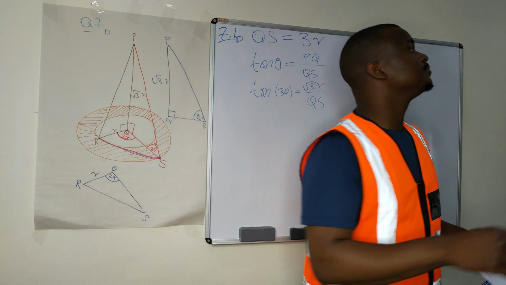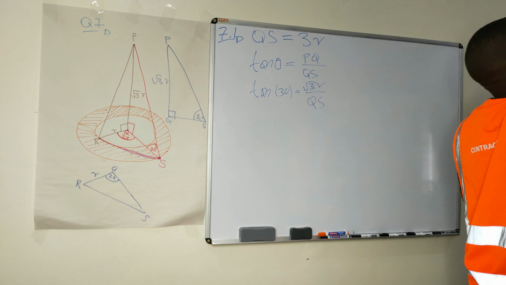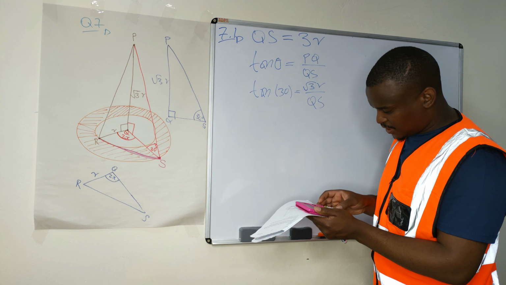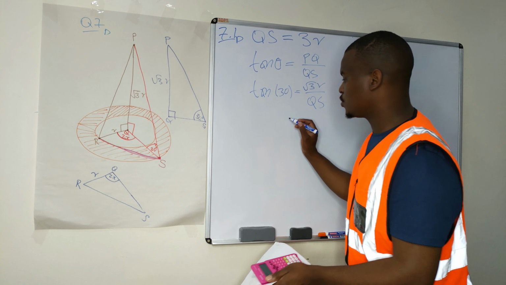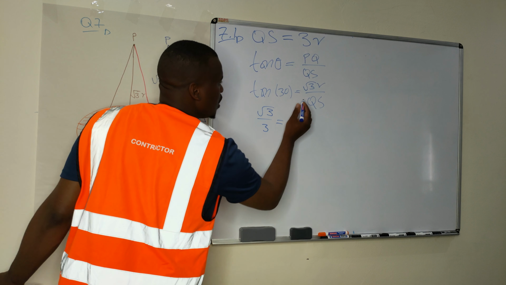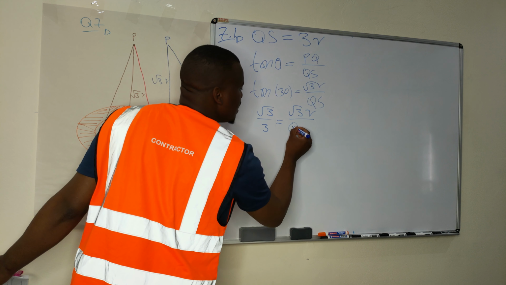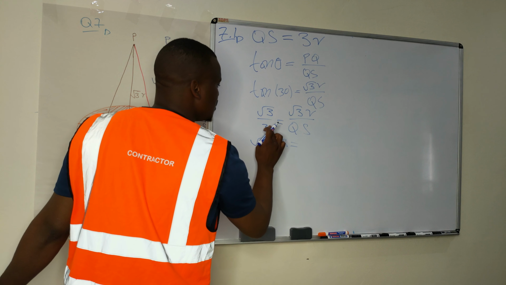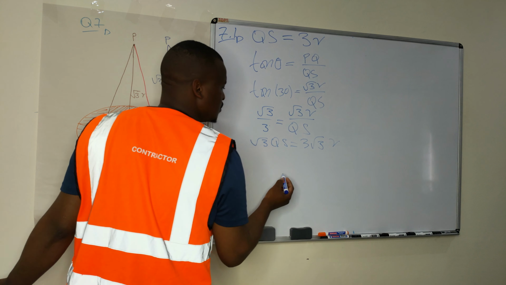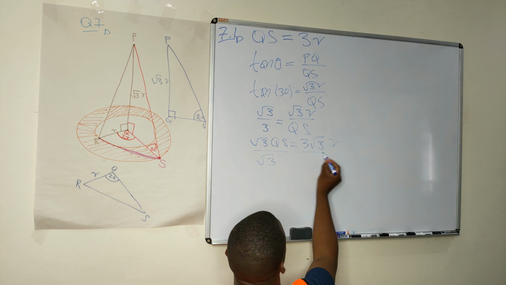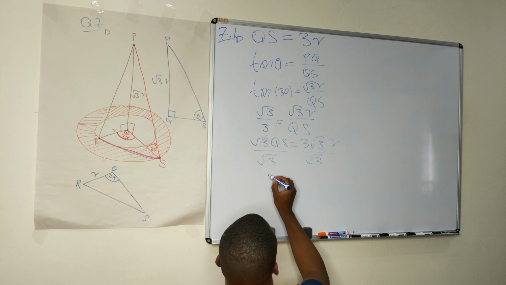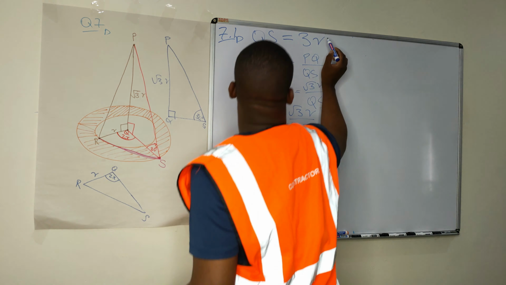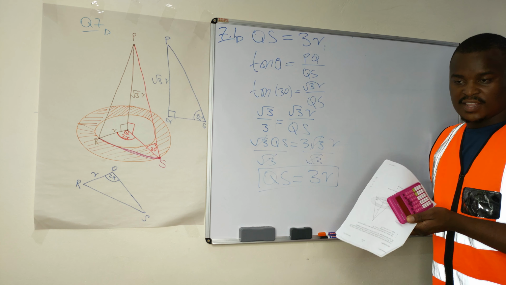Let me get my calculator. Now you punch your tan 30 degrees. Tan 30 is equal to root 3 over 3. So you have root 3 over 3, which is equal to root 3R over QS. Cross multiply: you have root 3 QS, which is equal to 3 root 3R. Then you divide by root 3. So your QS is equal to 3R, which is what they wanted us to show. So we've shown this, then we go to the next question.